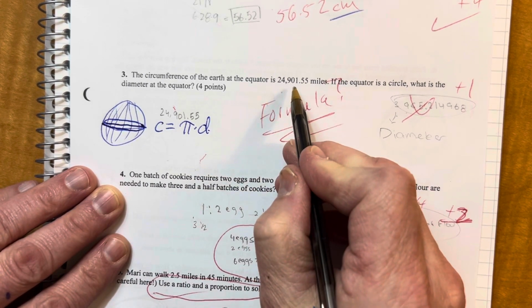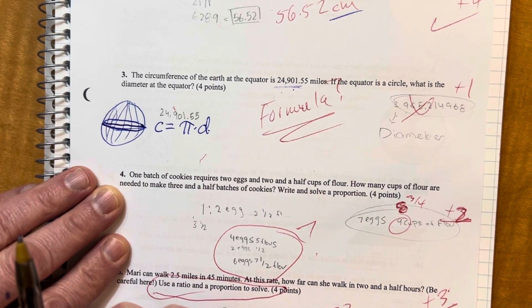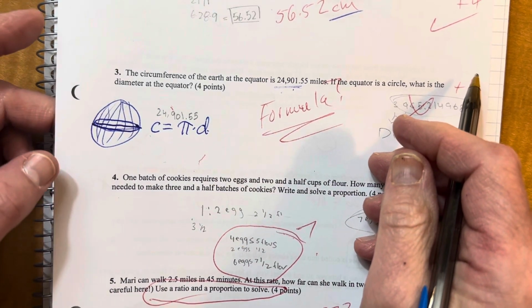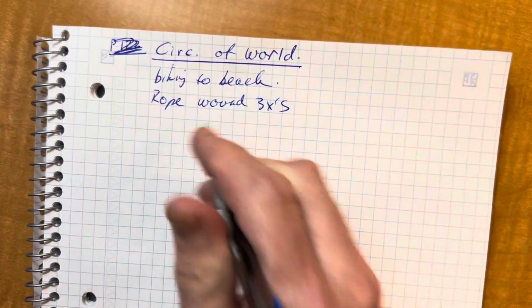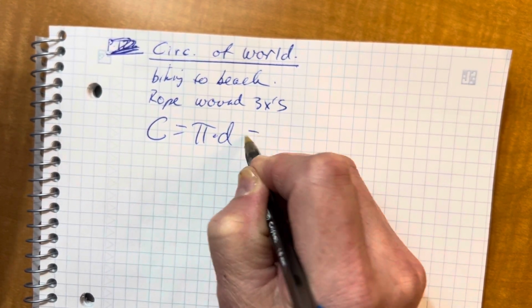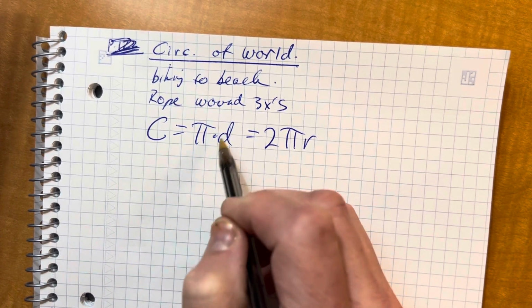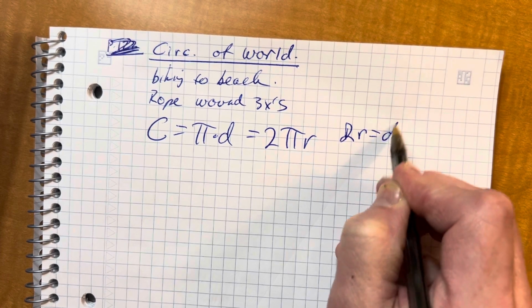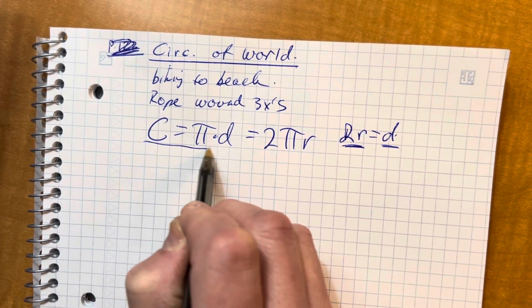If the circumference is 24,901, then it's going to look like this to find your solution. I'll put it right here so you can see a little better. Circumference equals pi times diameter. It also equals 2 pi r, which you wrote on another area, which is great, but you have to remember that 2r equals d. Two radiuses equals the diameter. So we need to use this formula.